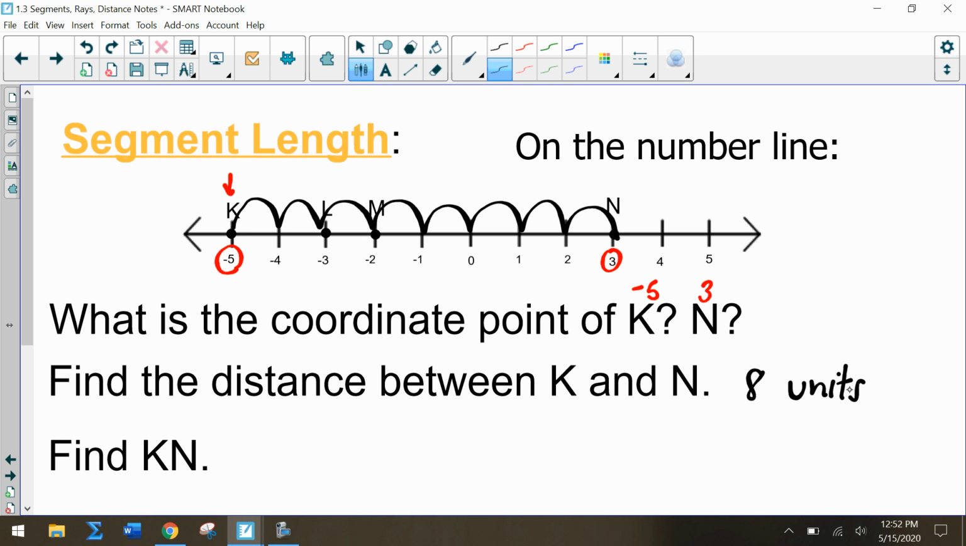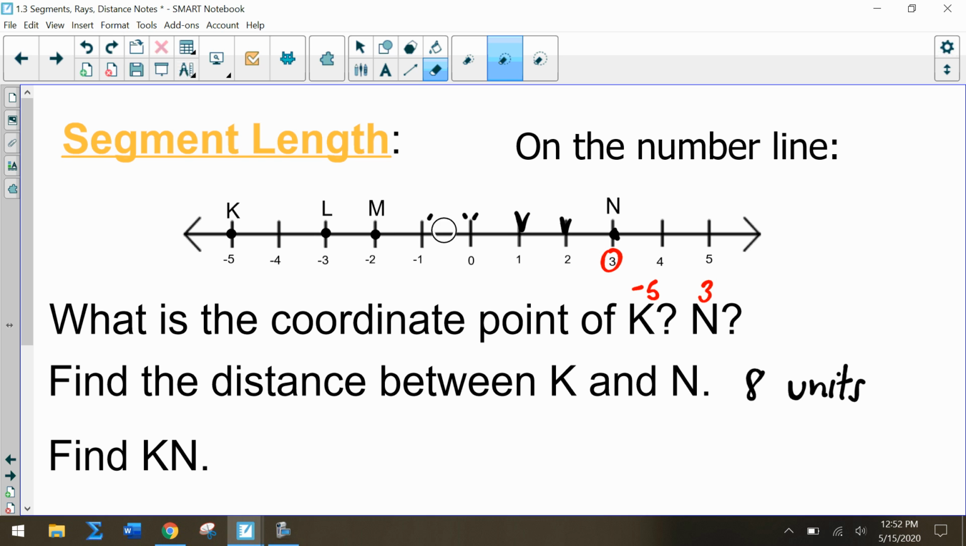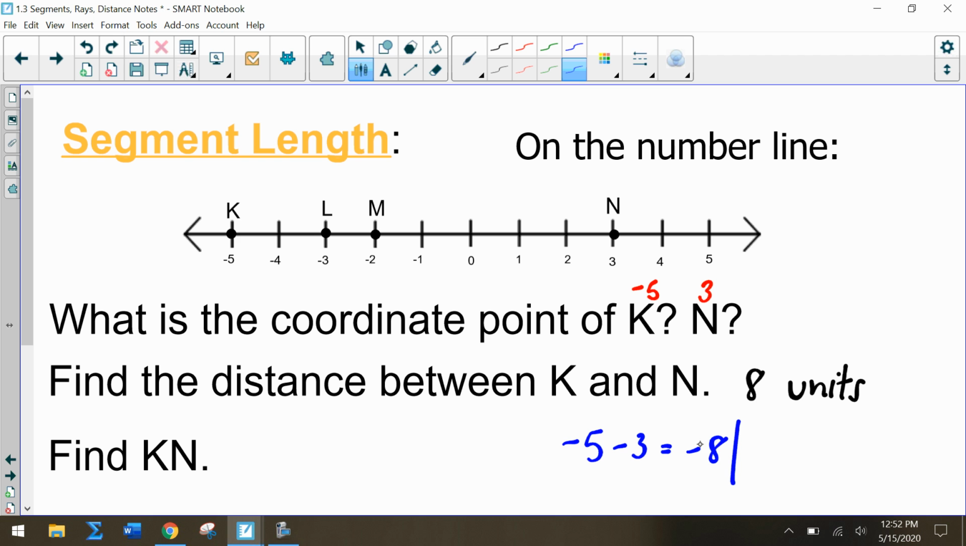But if these numbers were much further apart, it could be a little difficult to do leapfrog on the number line. So a way we can find the distance, we could say, all right, -5 minus 3 gives us -8. But remember, we can take the absolute value of that because absolute value indicates distance. So we can just take the coordinate points, subtract them, and then take the absolute value.